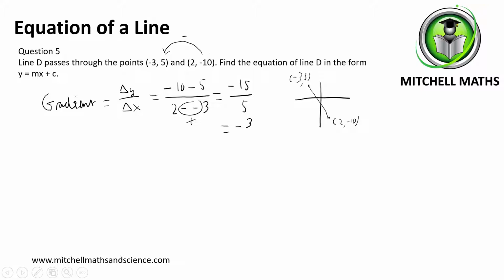Now that I've got my gradient as minus 3, I can insert that into the equation y equals mx plus c, m being the gradient. And that verifies that the gradient, yes, it is negative.